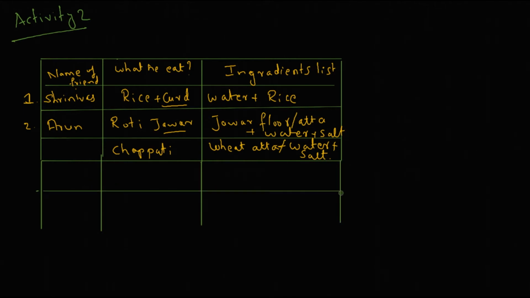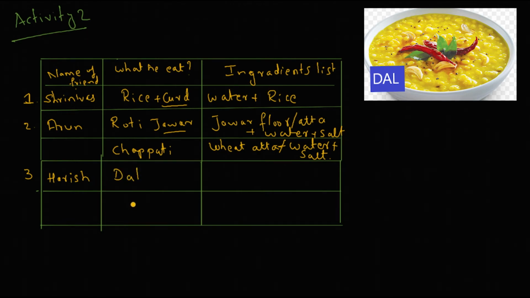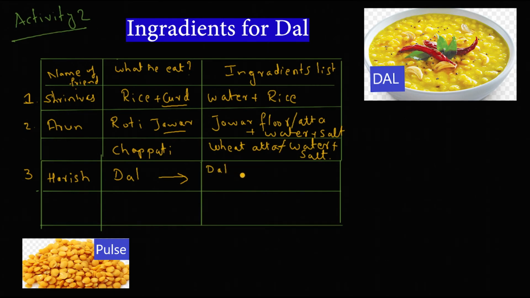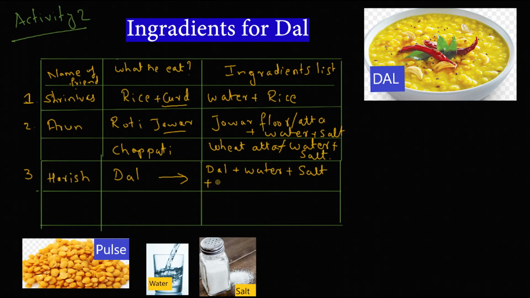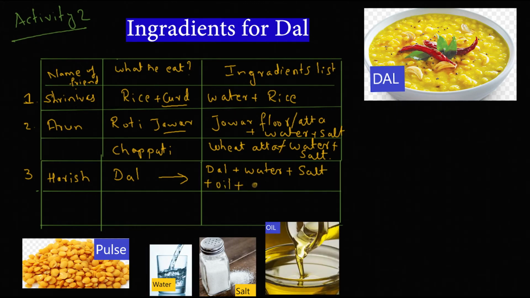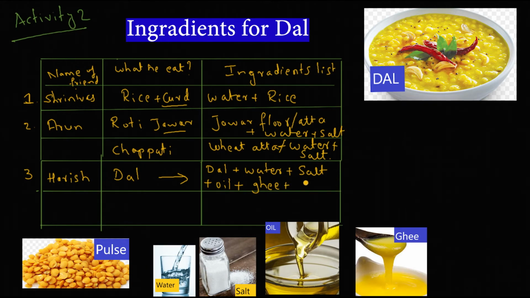So you'll come to know exactly. See the question number here. Okay, here Harish, what did he have? Dal. He had many things, but I'm taking one, dal. So what are the items, the ingredients? First dal, plus water, plus salt, plus oil, plus ghee, plus spices.